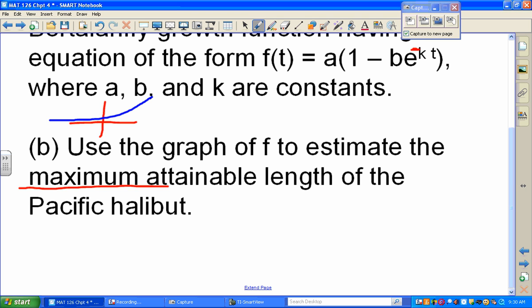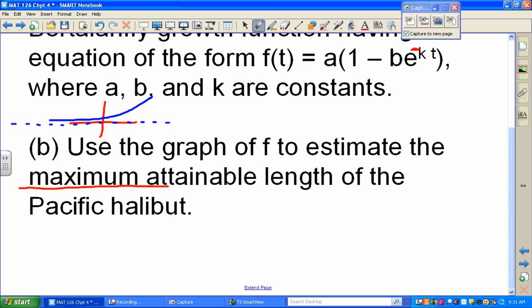Because it's an exponential equation. We know there's a horizontal axis right here, so it's going to eventually have to stop. No, this says it's going to go on forever. Yeah, but we're not going to be able to measure it. Fish cannot live forever. That's true, but I'm looking for something a little bit more mathematical.